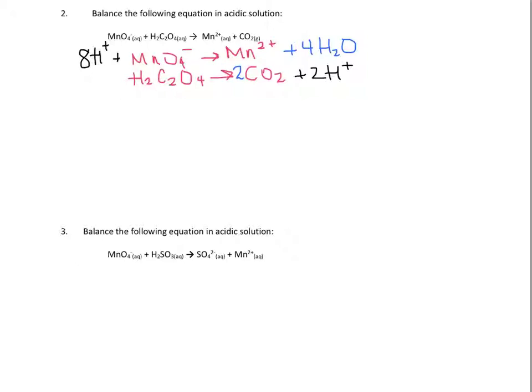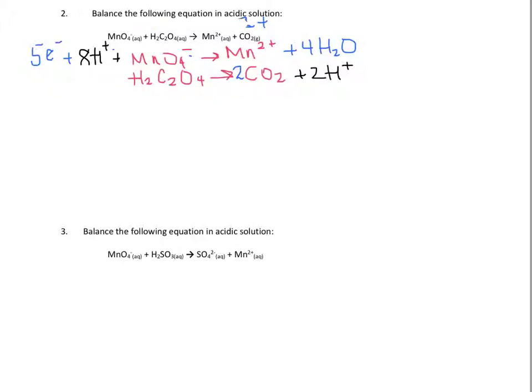So now you have to look at the first half reaction and determine the overall charge in the first half reaction. And if we look at the overall charge in the first half reaction, we have 8 positive and 1 negative makes 7 positive. And on the product side, we only have Mn2+, so it's 2 positive on the product side. We always add electrons to the higher number, so we're going to add electrons on the reactant side. How many do we need to add to get 7 down to 2? We need to add 5 electrons.